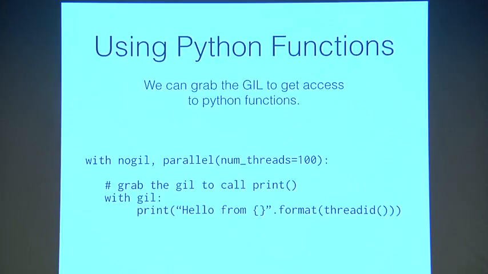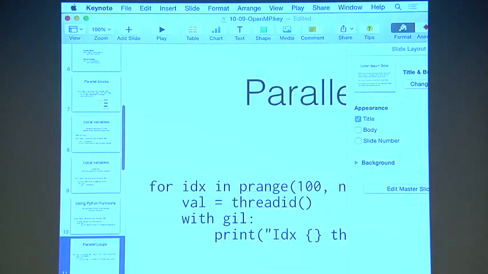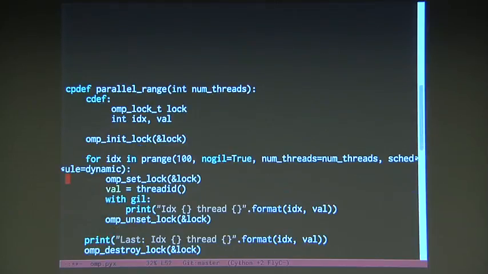So as we said, you can use the GIL to get back into Python functions if you need to print or something like this. All right. Parallel loops are very much like parallel blocks, except they loop over an index. You give it a number of threads. Instead of doing a with nogil, you can do nogil equal true. And then it just does a loop, as you would expect. So it's very similar. So here's the parallel range example.